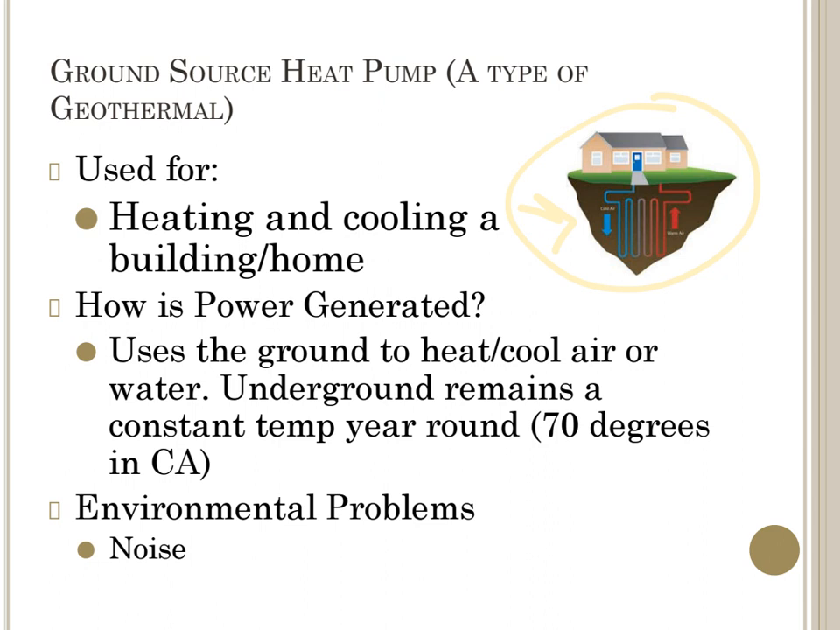And if it's winter, the cold air goes under, it gets warmed up by the ground, and then you pump that warmer air into your house. So basically your home stays ground temperature year round, which is a constant about 70 degrees in California. And so it uses a pump. So you lay all these pipes underground and then you pump air in and out and it makes your home a constant 70 degrees. Environmental problems, sometimes they can be a little bit noisy, but that's about it. Not too bad.